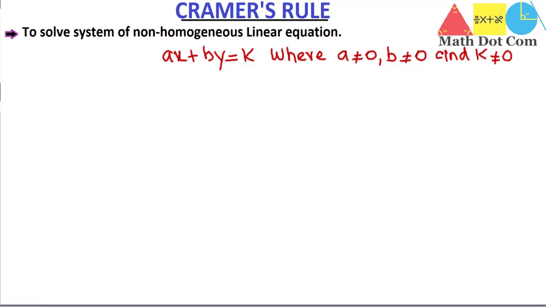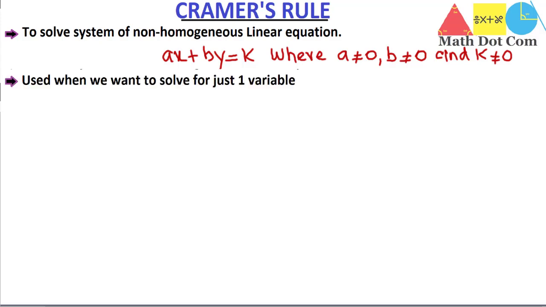Although we have other methods that we can use to solve a system of non-homogeneous linear equations, like the substitution method, the elimination method, and the matrix inverse method, there are multiple methods that can be used. But why do we need to use Cramer's rule as compared to the other methods? So let's see why we need to use Cramer's rule.